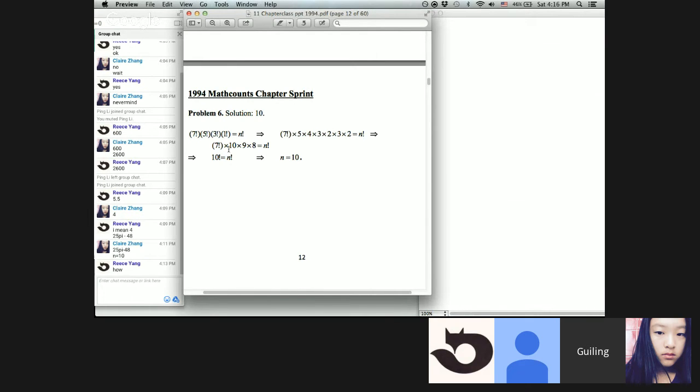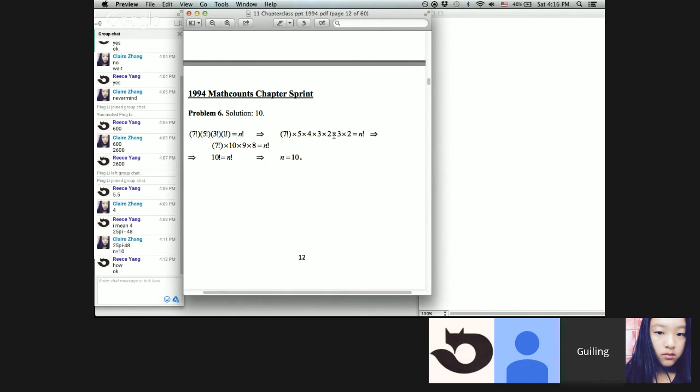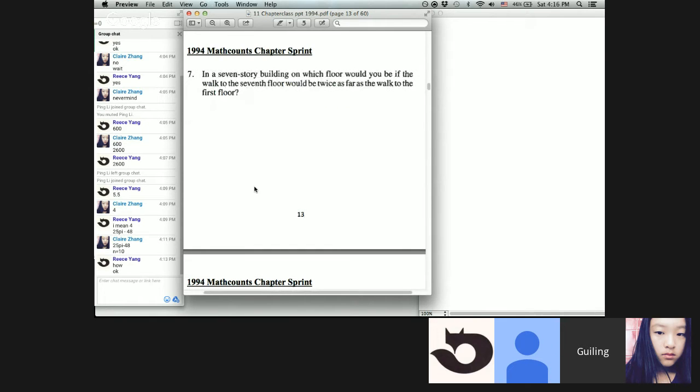And this one says 7 factorial, and so it already equals 7 to the factorial, so that's our largest factorial, multiplied by 5 times 4 times 3 times 2 times 3 times 2. That's the rest of them. So it's 7 factorial, and then we can form this number into 10 times 9 times 8. So it becomes 10 to the factorial. Okay, I'm glad. All right, let's move on.